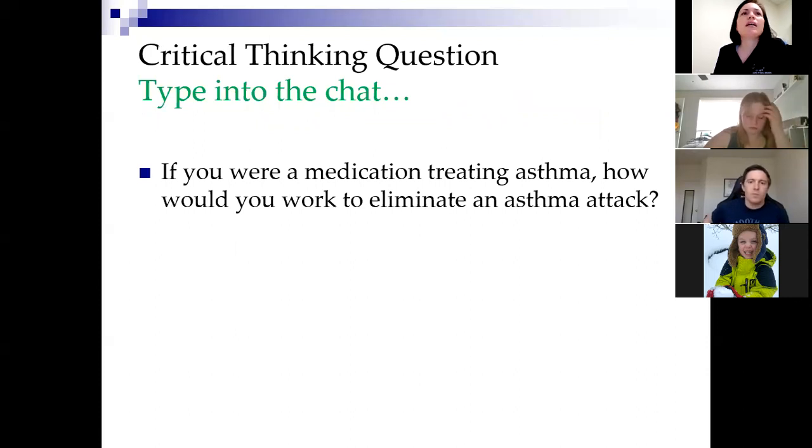So go ahead and type into the chat: if you were a medication treating asthma, how would you work to eliminate an asthma attack? I feel like we've beat this over the head a billion times, but what kind of medication would you be, or what would you want to be doing if you were an asthma medication? You can type it into the chat or you can say it.